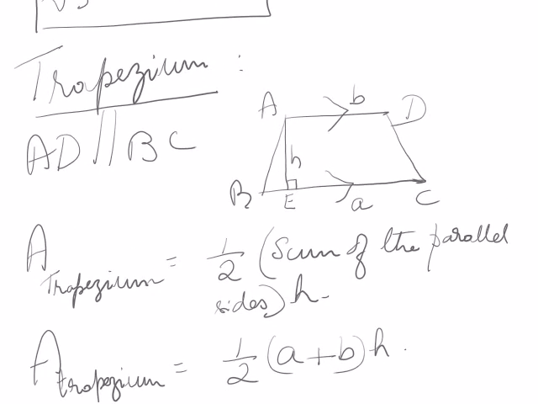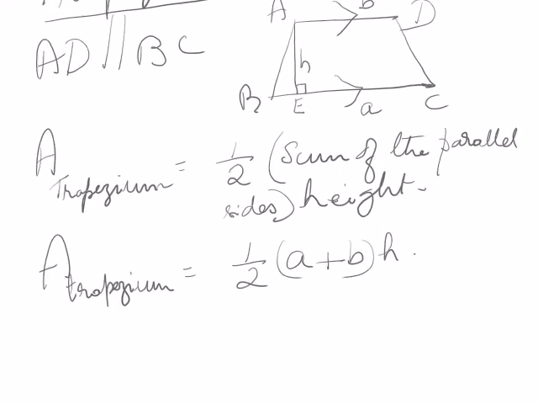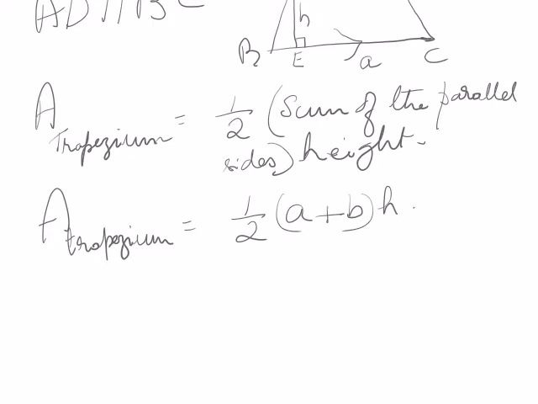What is h? The height. What is height? The perpendicular drawn from the opposite vertex to the opposite side, or the base. So half A plus B into h is the area of the trapezium. Perimeter always is the same, the sum of all the four sides. So with this formula, now let us start solving some questions.